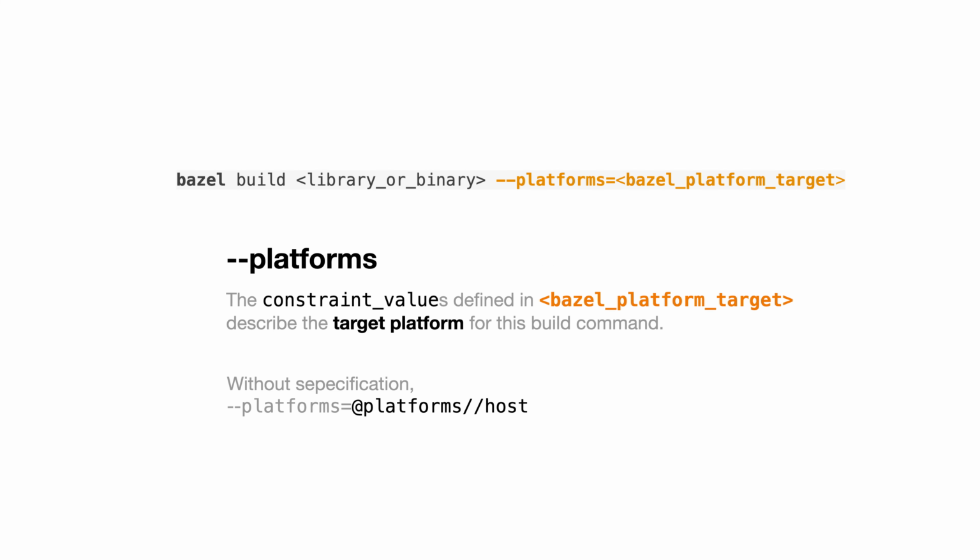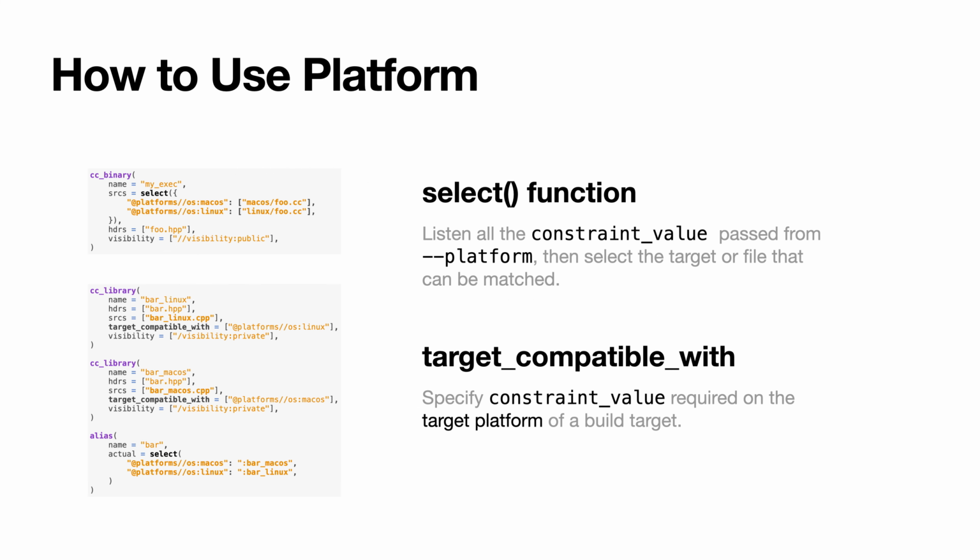During the build process, Bazel will resolve to the correct target to be compiled by selecting the constraint value passed by the platform argument. The constraint values defined in the build platform target describe the target platform for this build command. If you don't specify this, the host platform from the external dependency platforms will be used. For every Bazel target, you can use a select function that matches the constraint value passed from the platform argument to participate in the build actions.